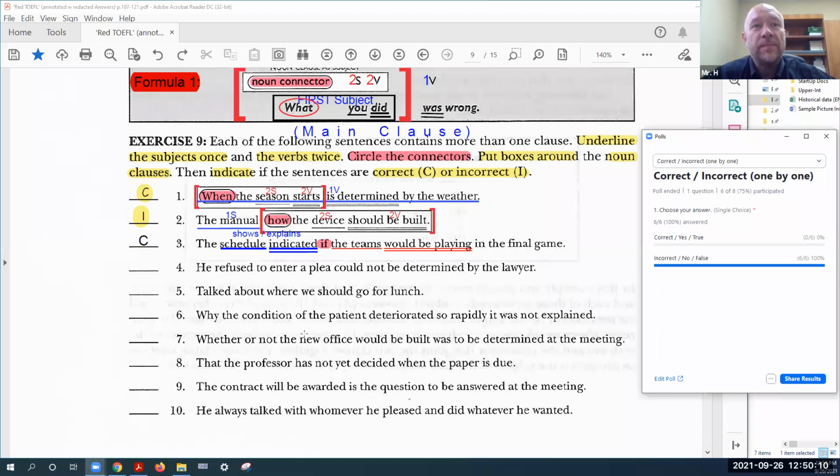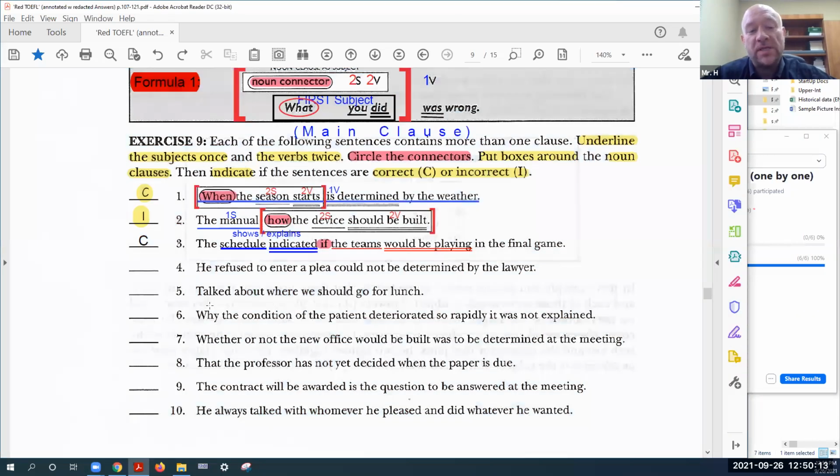So, Khalid, let's look at number 4. Are there any subjects and verbs? He, as subject. Okay. Verb, refused to enter. Yes. Any more? Play could not be determined. No. A ballet. The subject? No, it's not a subject. I think there's no other subject. A plea follows the verb, so it is an object.